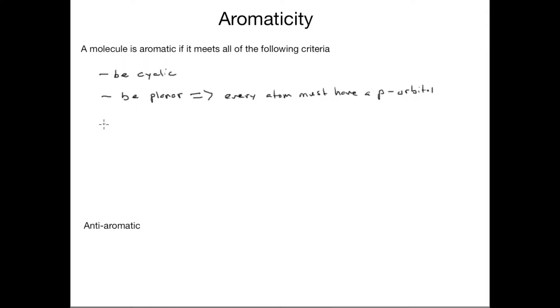Finally, the last rule here is that it must obey what is called Huckel's rule, which is an uninterrupted system, i.e. conjugated, of 4n plus 2 pi electrons. And they all must be cyclic. We'll go into more detail about what this 4n plus 2 pi electrons really means. We'll talk about that momentarily.